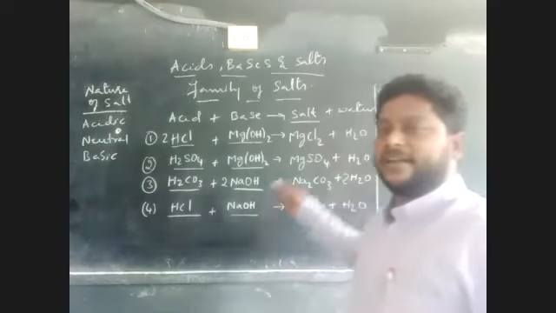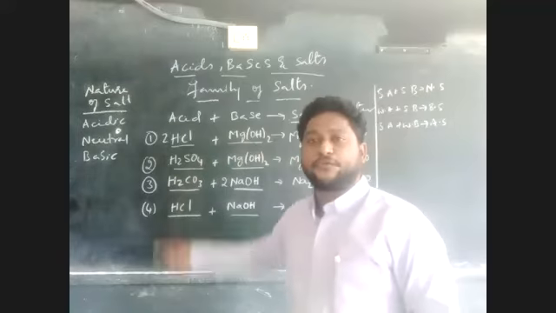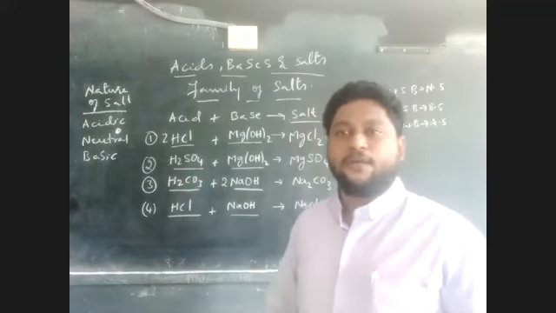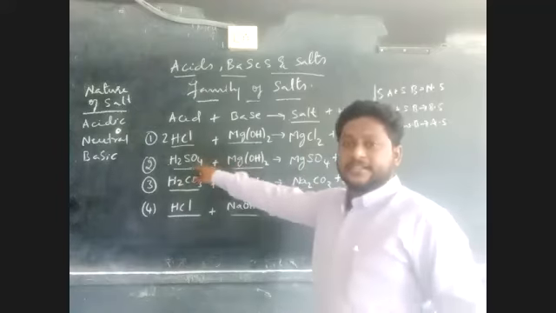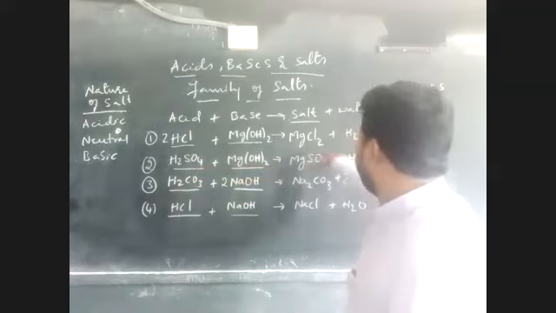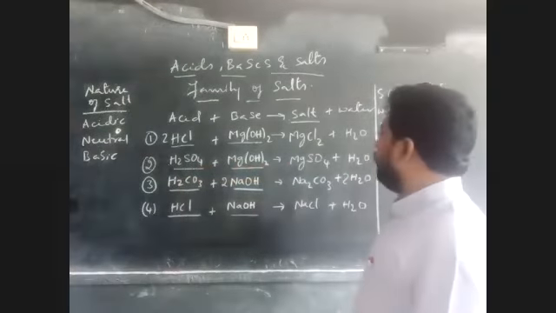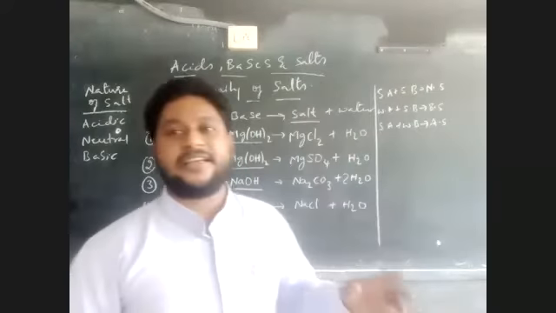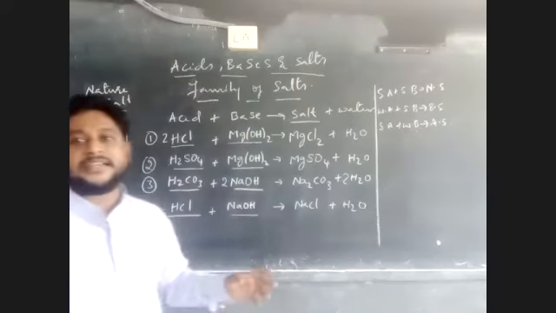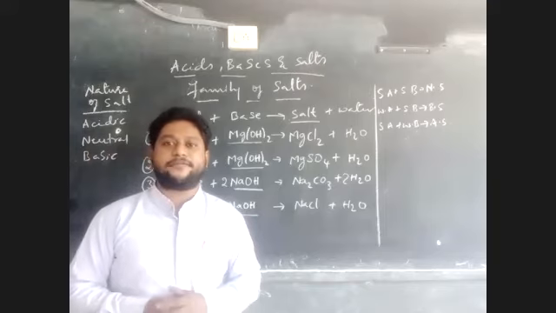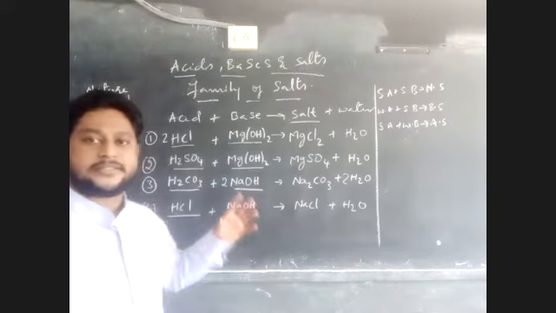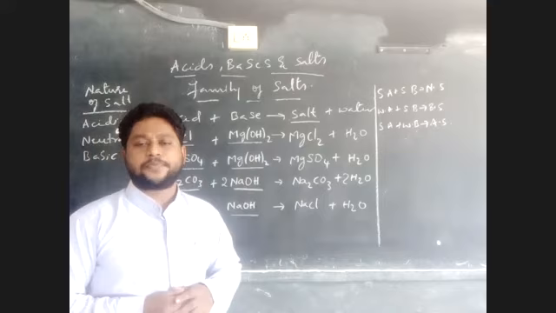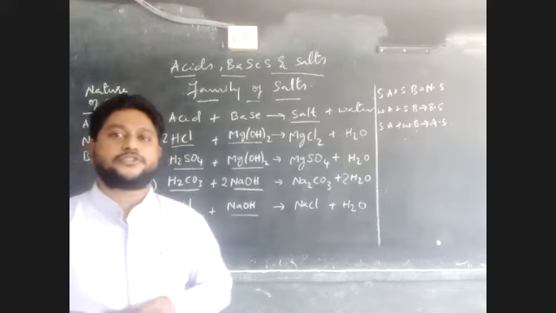Now, when it is reacting with H2SO4, which is a strong acid, what is your answer? Strong acid reacting with the weak base gives what? Acidic salt. So this MgSO4 is an example for the acidic salt. Is that clear to everybody? So in these reactions, we have studied two things. One is the family of the salt.